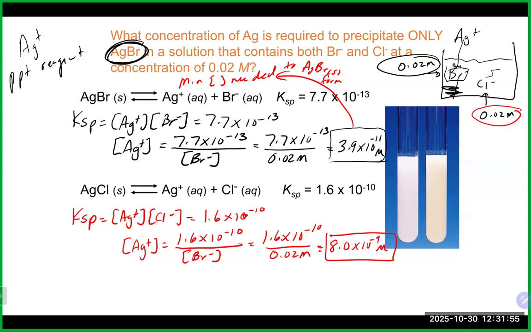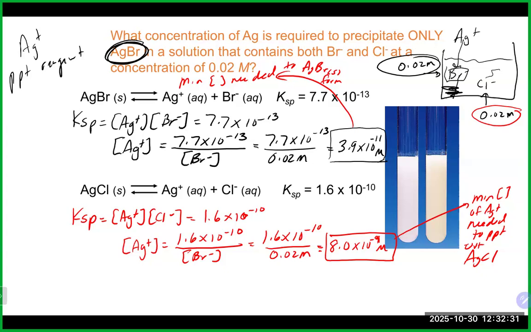This number represents the minimum concentration of silver needed to precipitate out silver chloride. First off, any questions on that? So what that means is, which one is larger in terms of the concentration of silver needed? Yeah, AgCl is larger, right?